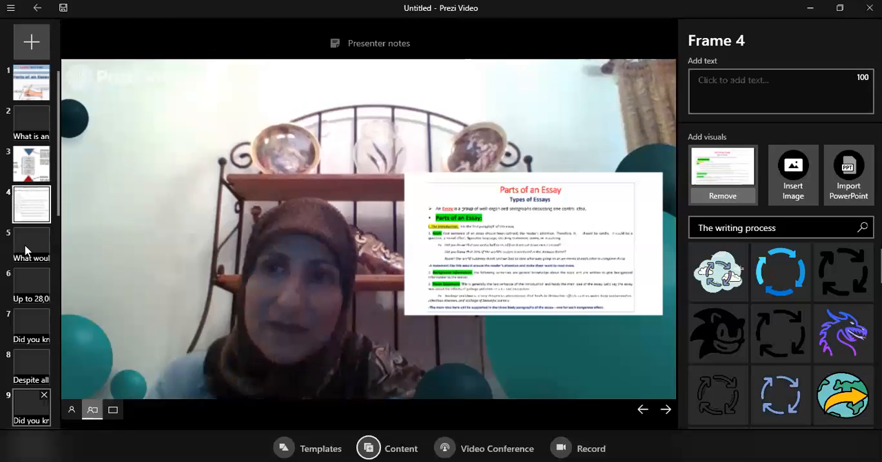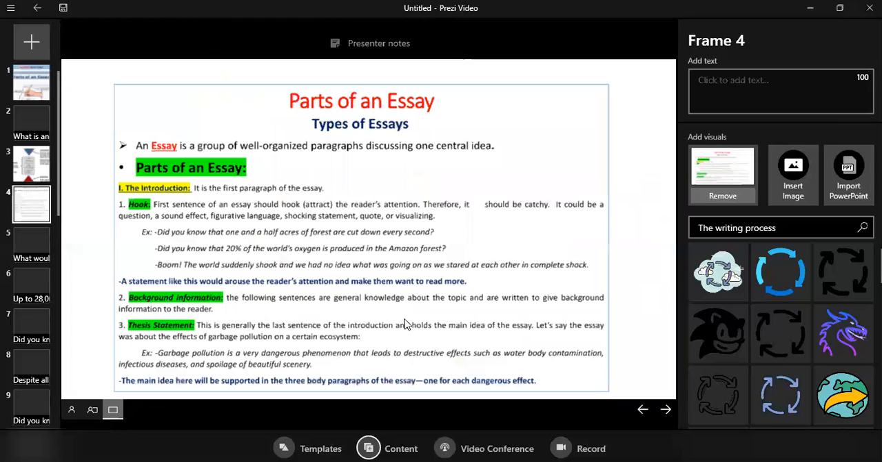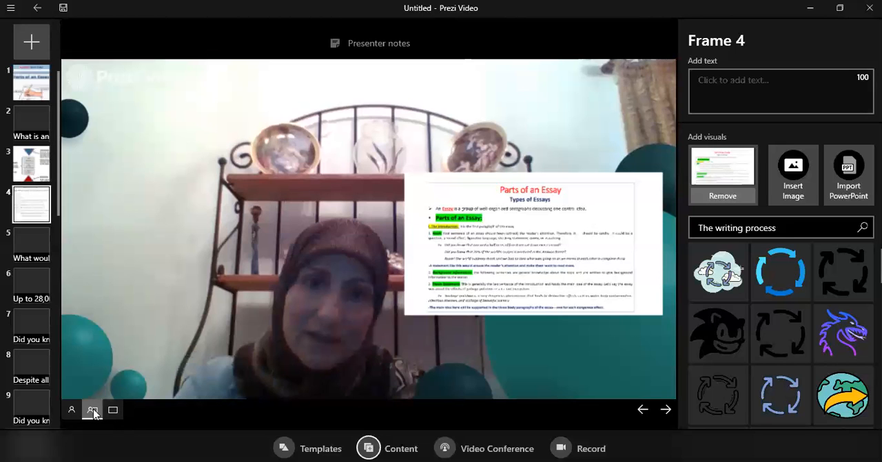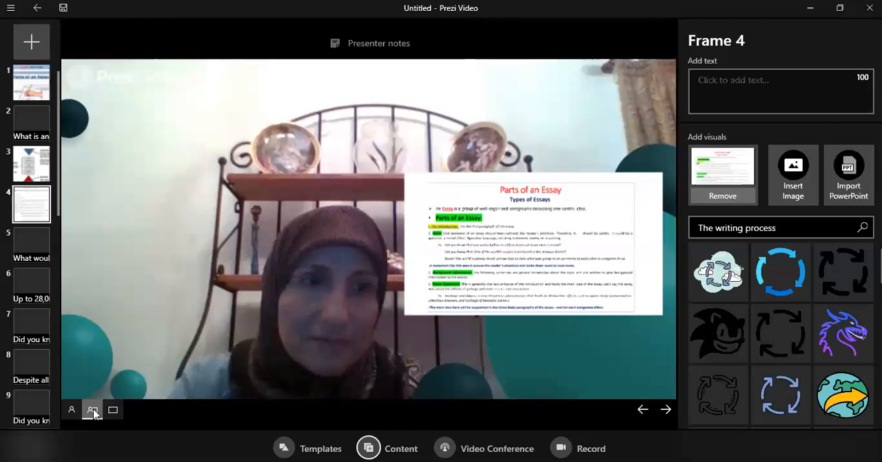Okay, let's read about them. The following sentences are general knowledge about the topic and are written to give background information to the reader. Now, after that, Hadil, what comes after the background information? The final part of an introduction, what do we call it? Hadil? Thesis statement. The thesis statement. So what is a thesis statement, Hadil, by definition?